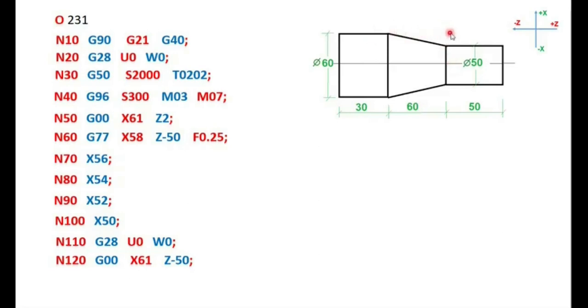Okay, so here it will be a box of dia 60 and length 60, and we have to remove all these parts, the tapering. So let's start the tapering part. G77, X60, Z minus 50. So we have to give the outer dia and the end point. So this is 60 and minus 50.